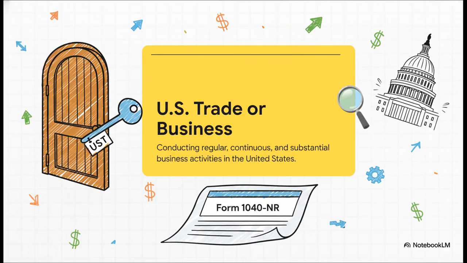Okay, now let's swing back to that other door we talked about, the actual income tax return. The main trigger for this one is whether you're engaged in a U.S. trade or business, or USTB for short. This basically means you're doing regular, continuous business in the U.S. If your LLC's activity hits that bar, then you probably have to file a Form 1040-NR to report and pay tax on any income you've earned.